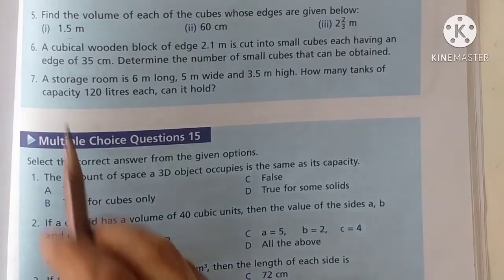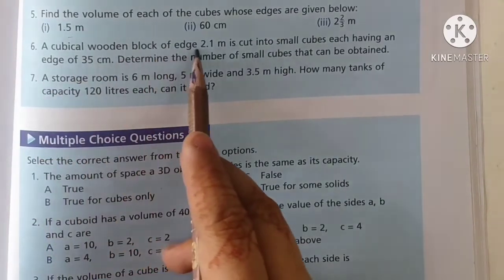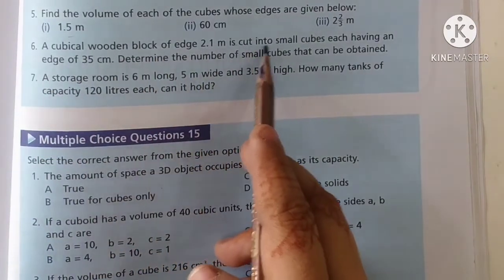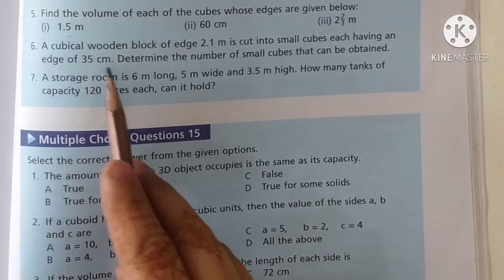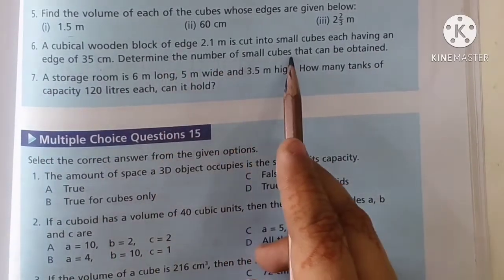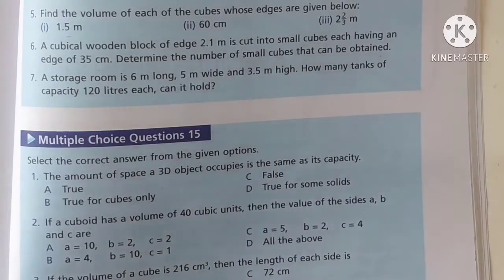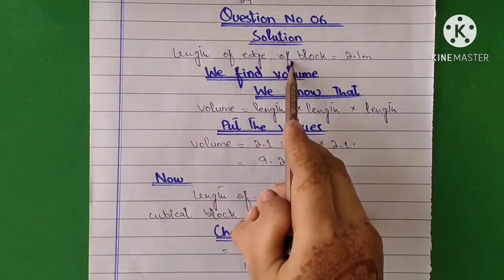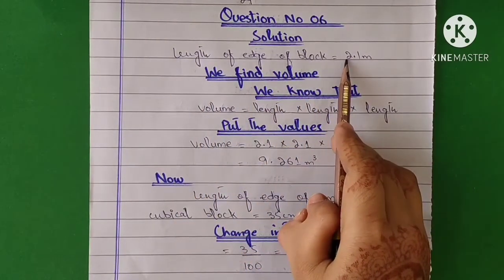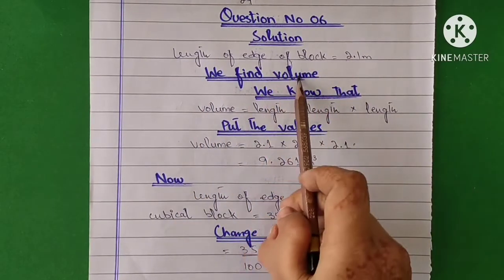Okay students, question number 6: a cubical wooden block of edge 2.1 meter is cut into small cubes, each having an edge of 35 centimeter. Determine the number of small cubes that can be obtained. Solution of this question is, length of edge of block is equal to 2.1 meter. It is given. We find volume.